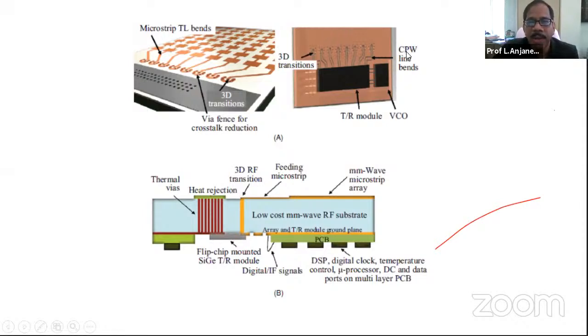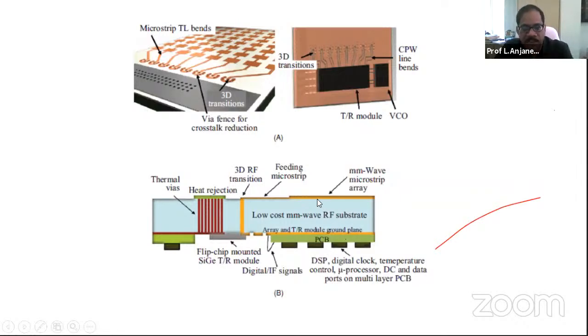They use coplanar waveguide line bends to connect the antenna elements. This is a system integrated design. A millimeter wave microstrip array is integrated on top of this, and I have a low-cost millimeter wave RF substrate. This is the antenna structure, and there is a feeding given to this structure, and there are other circuits like DSP at the bottom of the substrate.